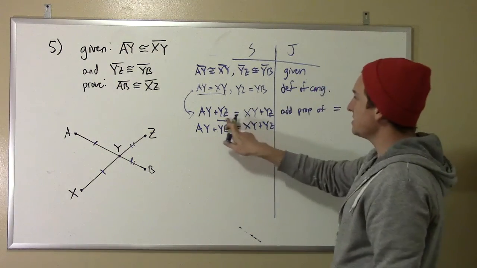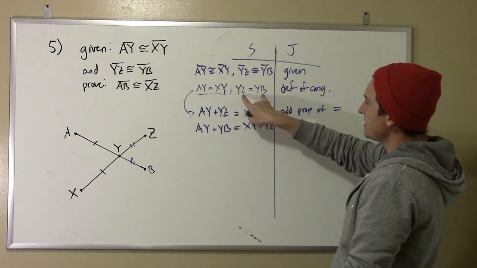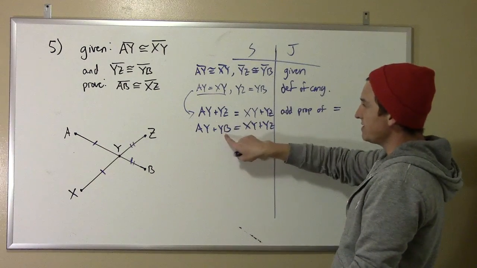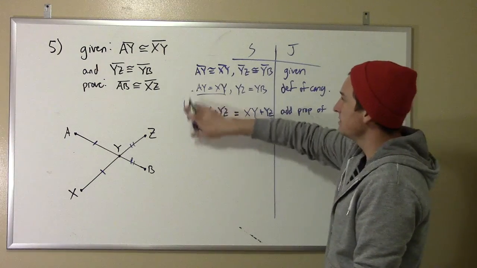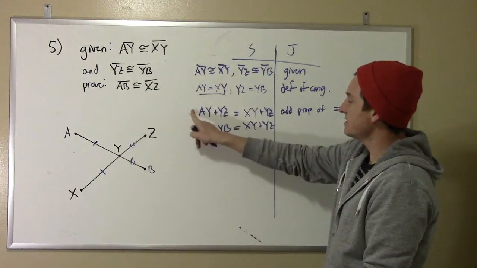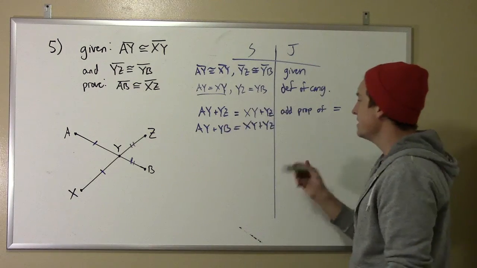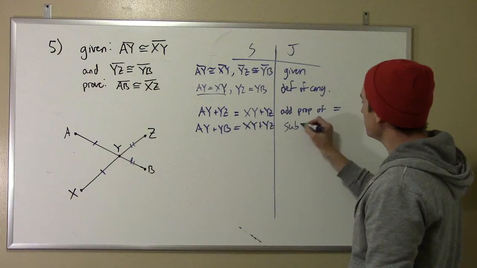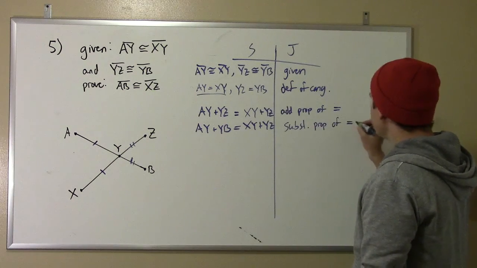Okay? And the reason I can do that is the substitution property of equality. If I know that YZ and YB are equal, I can replace that YZ with YB. So that's all it's changing from here to here. From this statement to this statement, all it's changing is I'm replacing this with this, because they're equal. So that's the substitution property of equality.